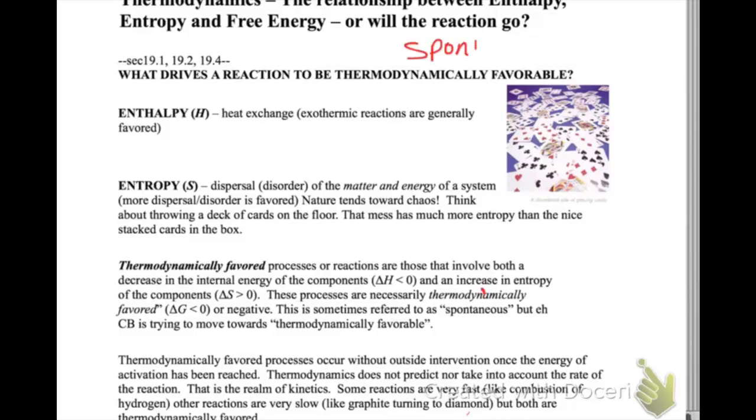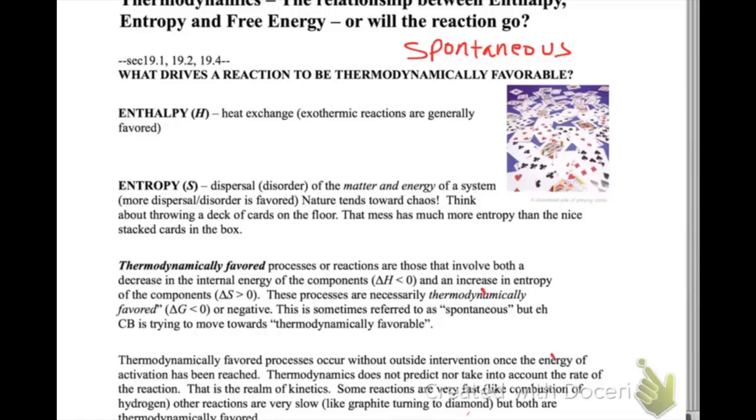Okay. So we're using the term here spontaneous or thermodynamically favored. Last year we always talked about spontaneity. This year College Board is trying to get us to use the term thermodynamically favored, which really means the same thing. So in order for a reaction to be spontaneous, there's a couple of things that will impact that.